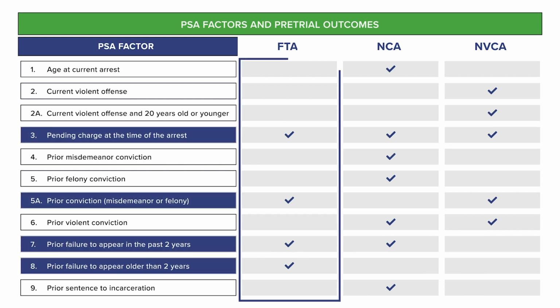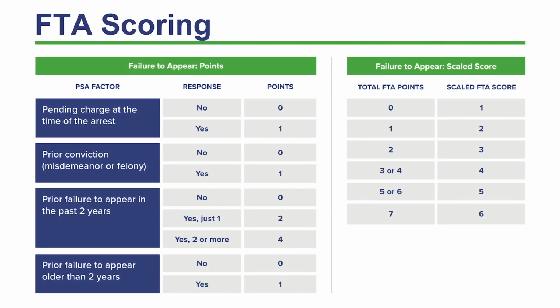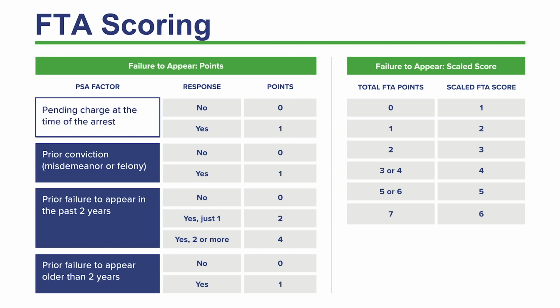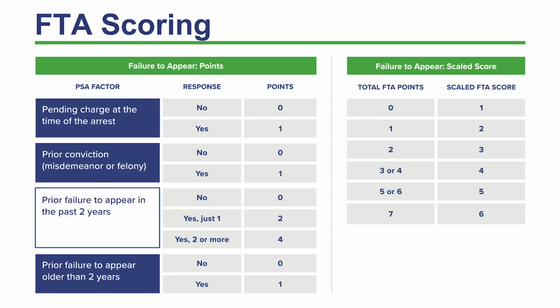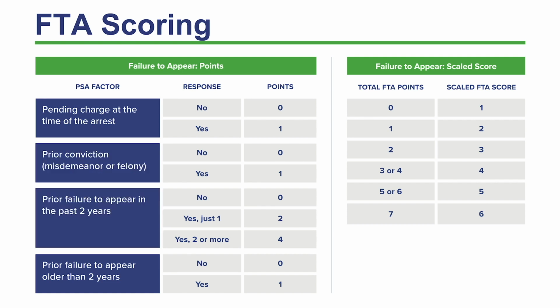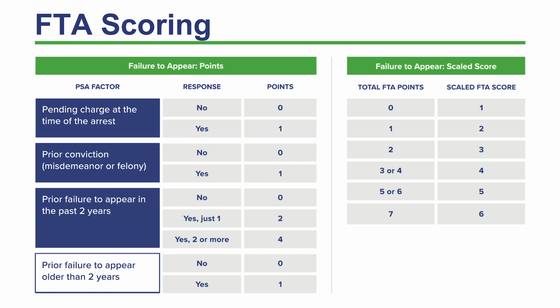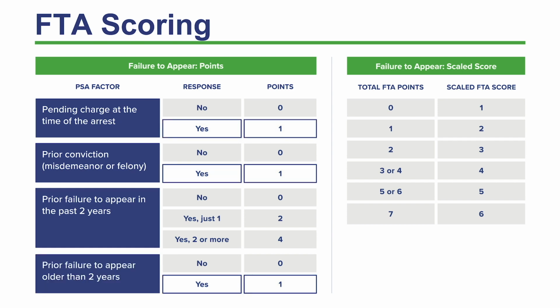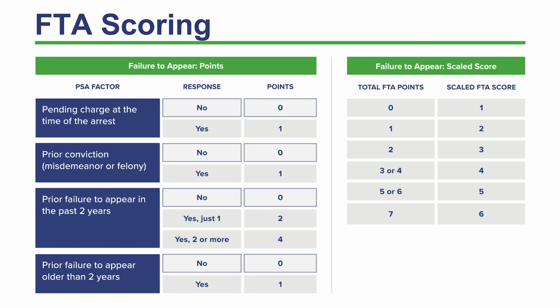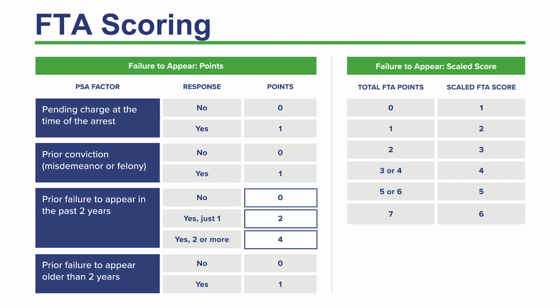Here we see for the FTA scale how the relevant factors are weighted and scored. For the FTA outcome, 4 factors are measured: pending charge at the time of arrest, prior conviction, failure to appear in past 2 years, and failure to appear older than 2 years. 3 of these items are scored as 1 point if the answer is yes, and 0 points for no. 1 item is scored as 0, 2, or 4 points, depending on the number of recent prior failures to appear.